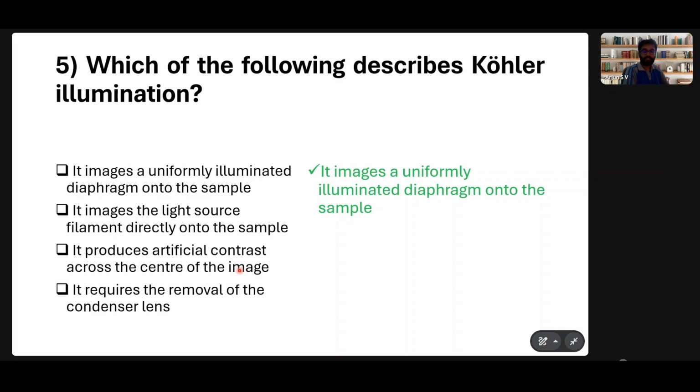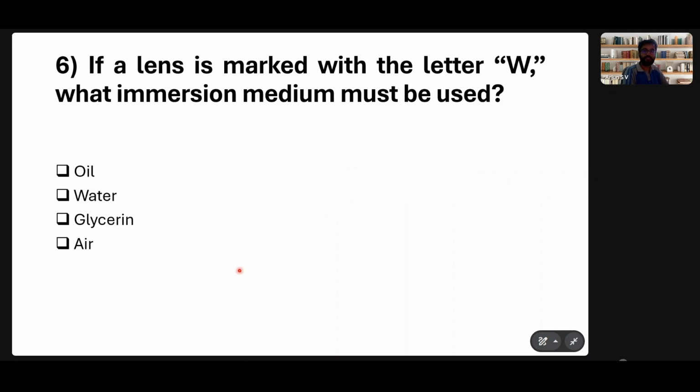I hope people are clear with the question. So I'll go with the next question. This is also a straightforward question, but we just haven't discussed it in the recap. If a lens is marked with the letter W, what immersion medium must be used?